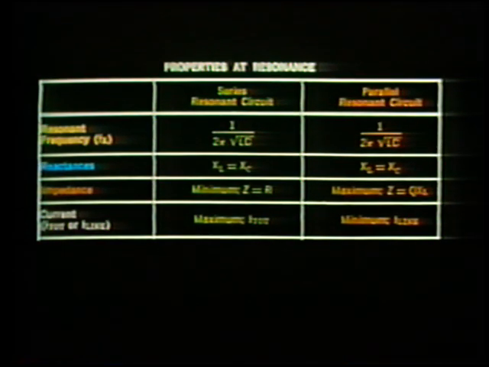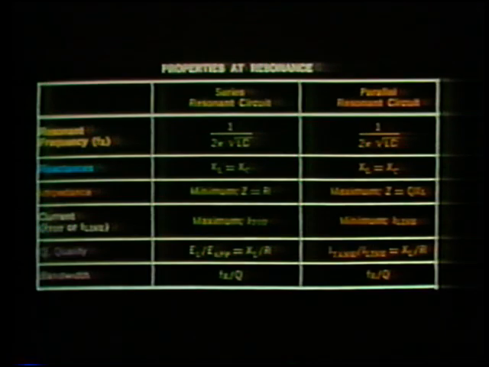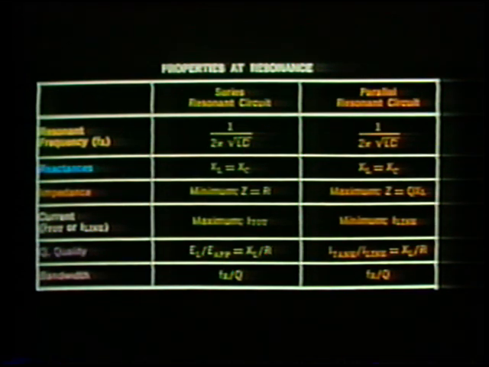The line current in a series circuit is at its maximum, I total, but it is at its minimum in a parallel circuit, I line. The quality, or Q, of the circuit is determined in the same manner, XL over R. In a series circuit, the Q can be determined by comparing EL to E applied. In a parallel circuit, the currents are compared, I tank over I line. The bandwidth for both circuits is determined by the resonant frequency, FR, divided by the Q of the circuit.